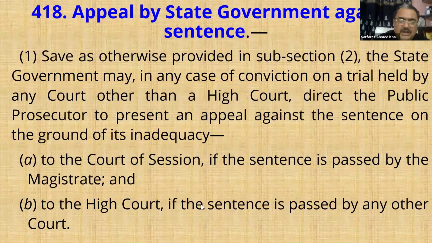Now the other provisions on appeal. One of the very important sections on appeal is 418, and it says, save as otherwise provided under subsection 2, the state government may, in any case of conviction on a trial held by any court other than a high court, direct the public prosecutor to present an appeal against the sentence on the ground of its inadequacy. A, to the court of session if the sentence is passed by the magistrate, and B, to the high court if the sentence is passed by any other court. So if the sentence is passed by the magistrate, the appeal goes to the court of session; if by the session judge or additional session judge, earlier there was also the assistant session judge, then in those cases, the high court.